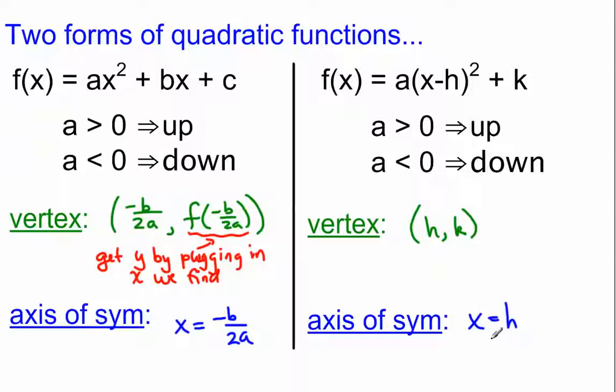Axis of symmetry, just like the other one, we would take x equals whatever the x coordinate is of our vertex. So in this one, it's very simple, x equals h.